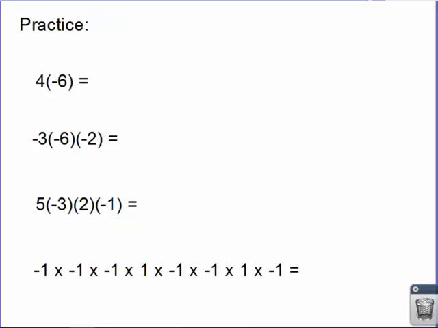Okay, so if I gave you a question like the first one, 4 times negative 6, we would first multiply. 4 times 6 is 24. I've got one negative there. It's a positive times a negative, so it gives me a negative as an answer.